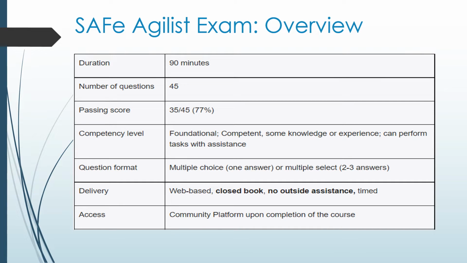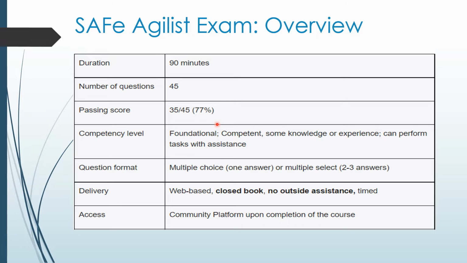Okay, so these are the details about the Safe Agilist exam. It consists of 45 questions, which one needs to clear in 1.5 hours, which is 90 minutes. And the passing criteria is one has to clear 35 questions out of 45, which is 77% passing score. And all of these questions are objective questions.